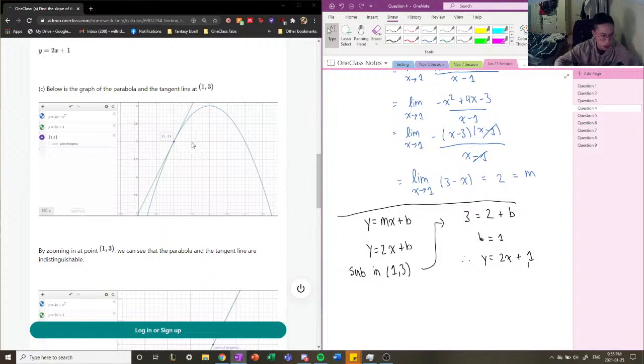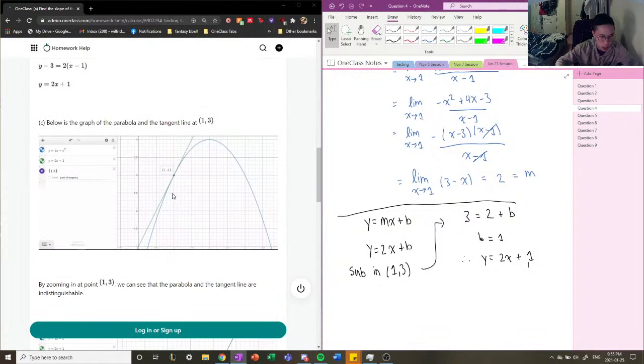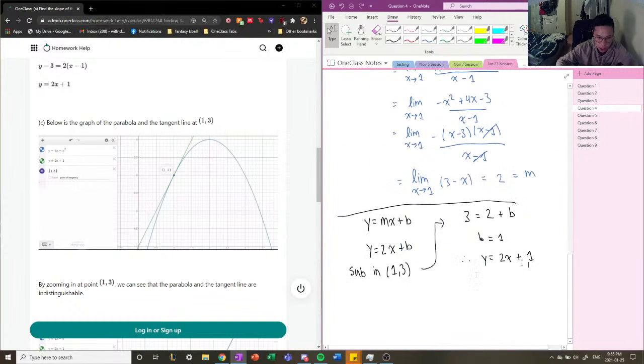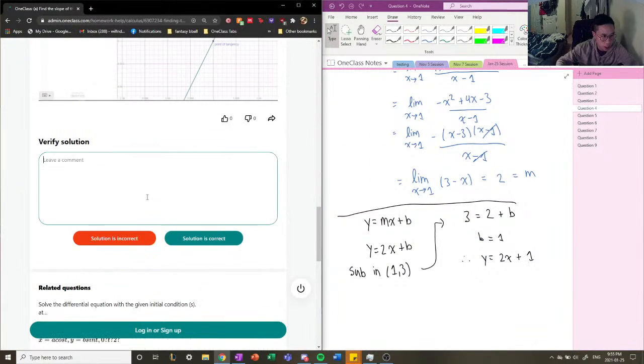So that's the graph of the line here, and we calculate the equation of this line by finding the slope using either limit definition and then using the line equation to find the y-intercept. Other than that, the solution is correct, and we can move on. Good job. Okay, let's move on to question number 5.